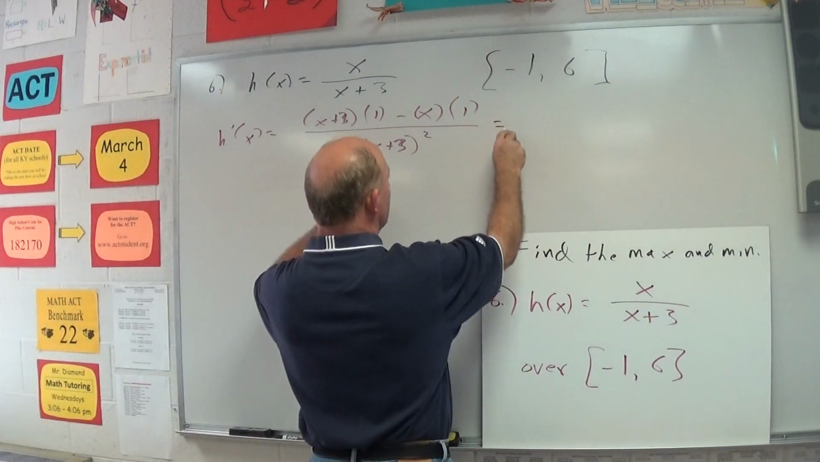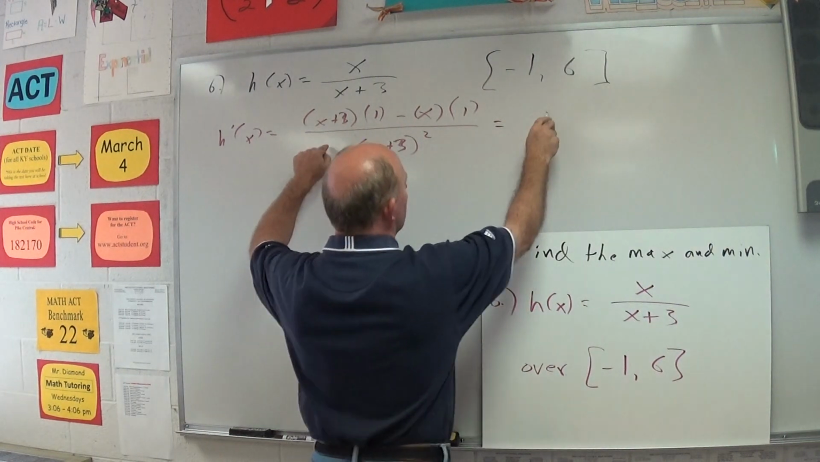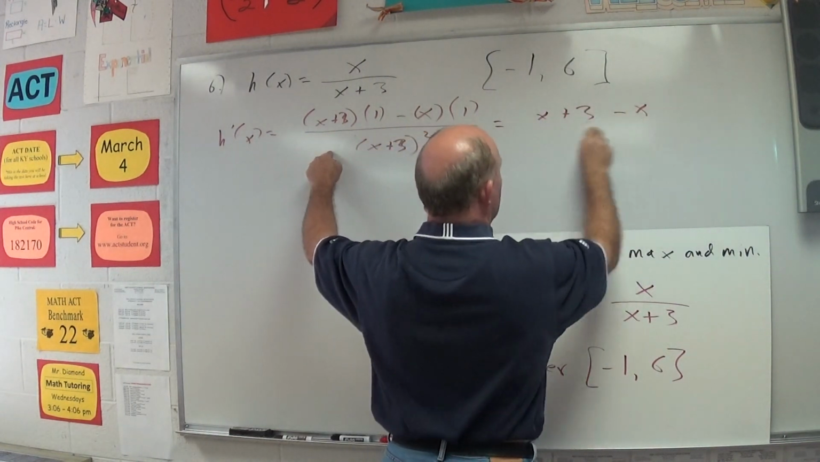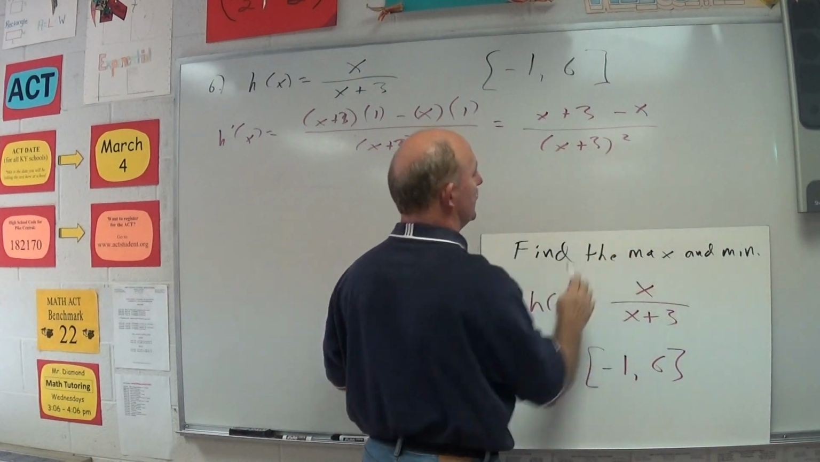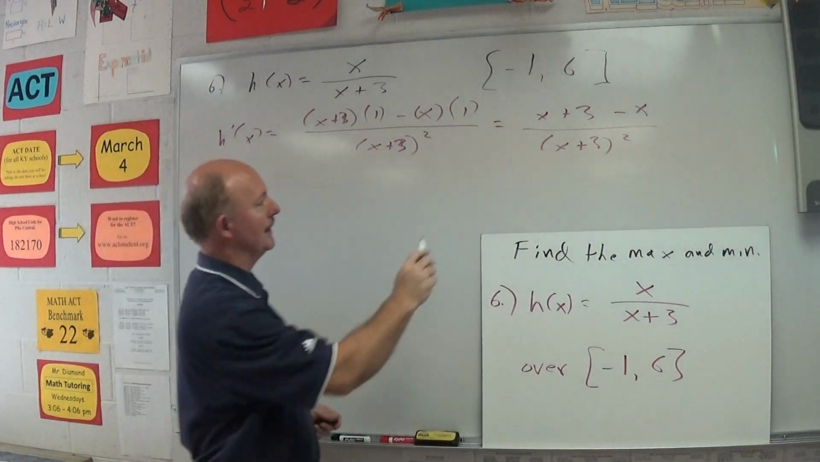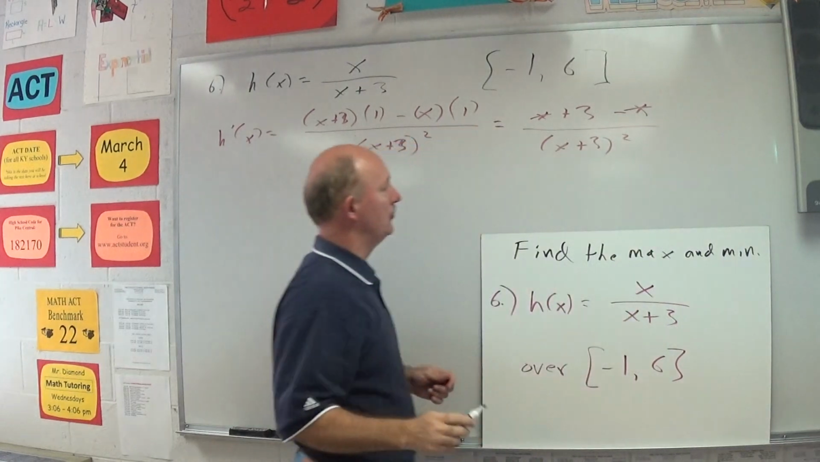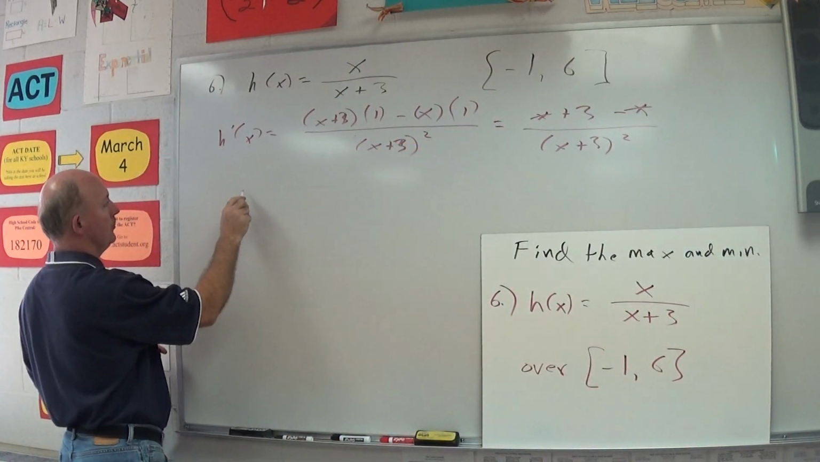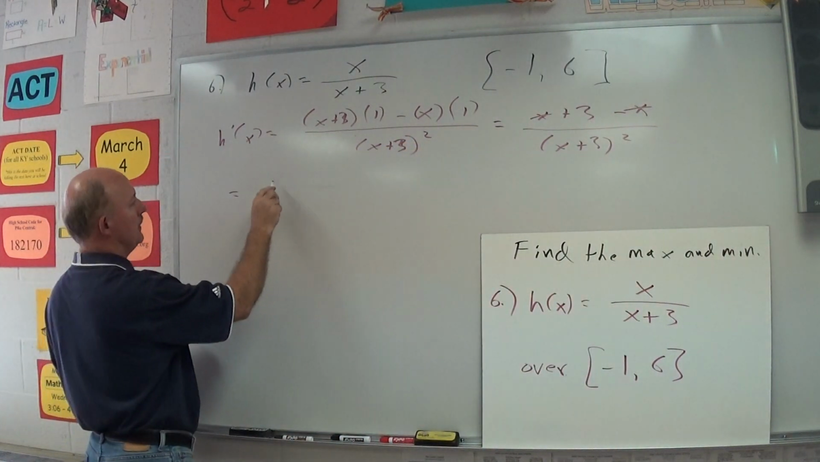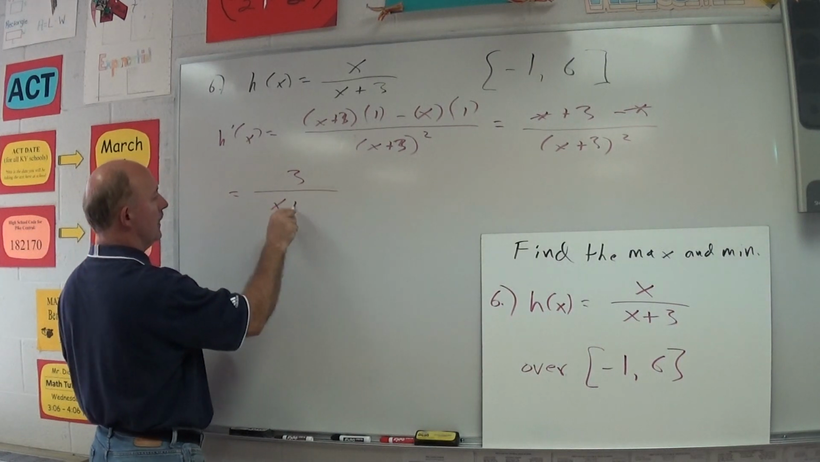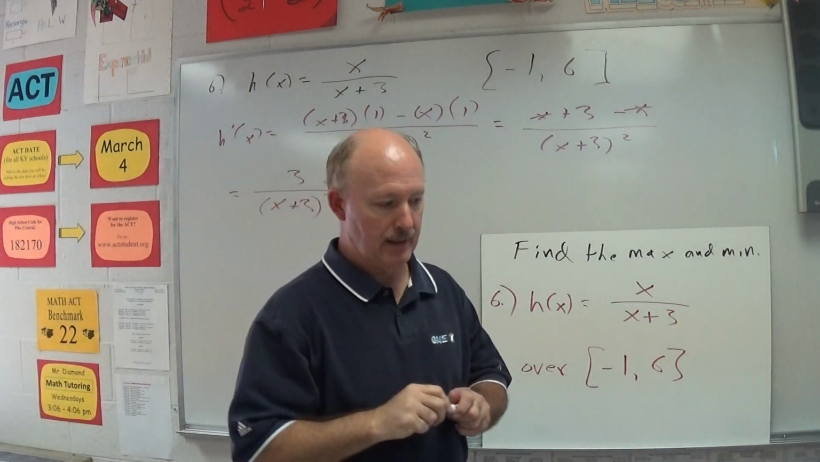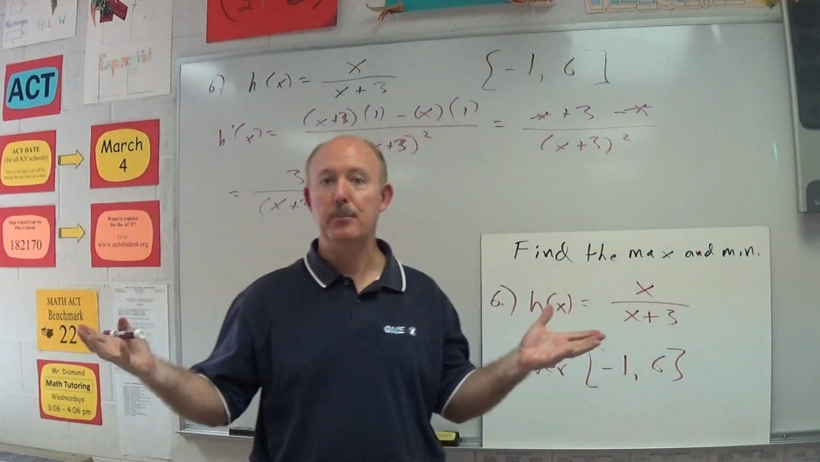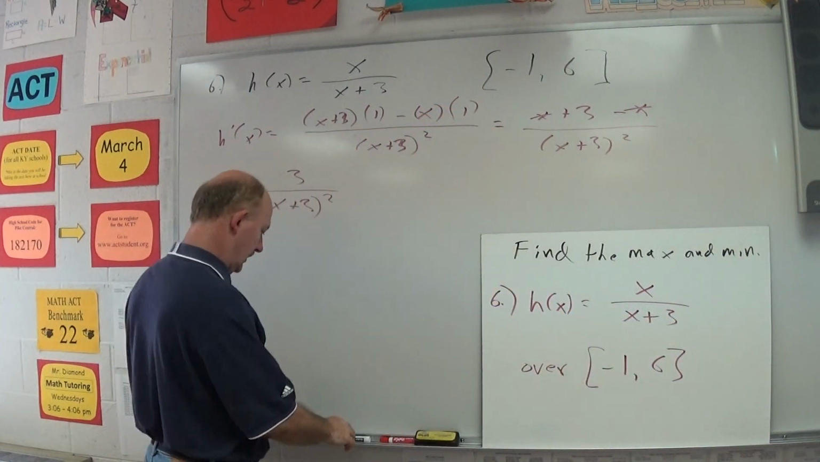Now as we simplify, this gives us x plus 3 minus x on top of the fraction, and x plus 3 to the second power on the bottom. The x's add up to 0, and our derivative simply becomes 3 over x plus 3 to the second power. So this is our derivative. Well, let's go ahead and do the endpoints. All right, let's check the endpoints and see what we get this time.